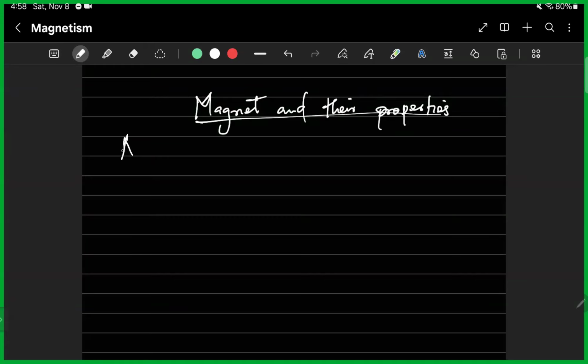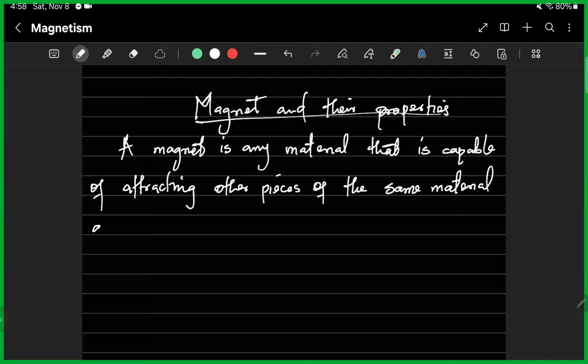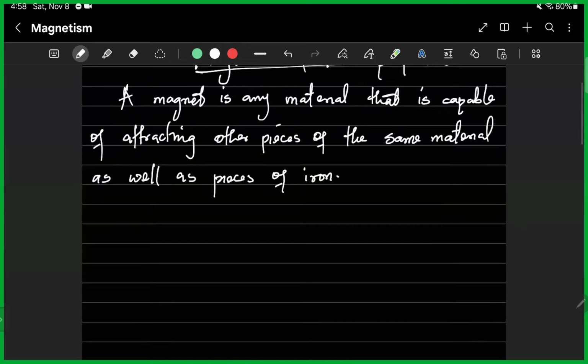So I start by saying a magnet is any material that is capable of attracting other pieces of the same material, as well as pieces of iron. So keep that in mind.